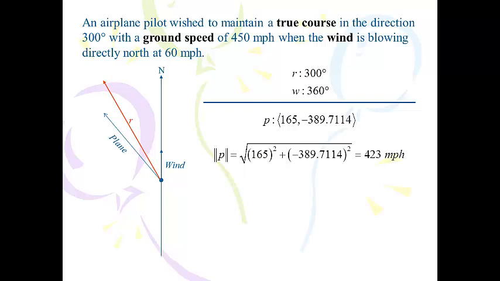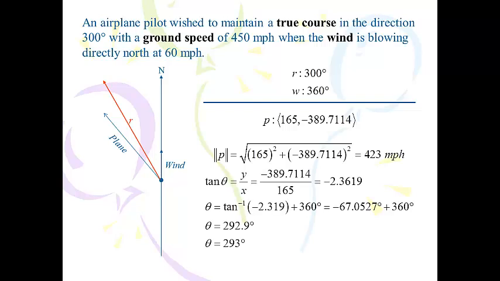So now I want to find the airspeed of the plane. So we square the x, we square the y, we add them up, we take the square root of it, and we get 423 miles per hour. Once we have the horizontal and vertical component of the plane, we do the same thing to find its magnitude. In this case, that's going to represent its airspeed, or what the pilot's attempting to do.